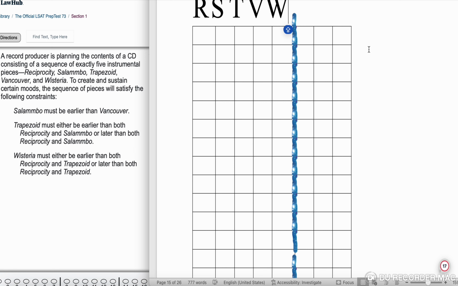S must be earlier than V. So from there we're going to put S before V. And then from there, I'm just going to make sure it's 5 pieces, so just put the number 5.